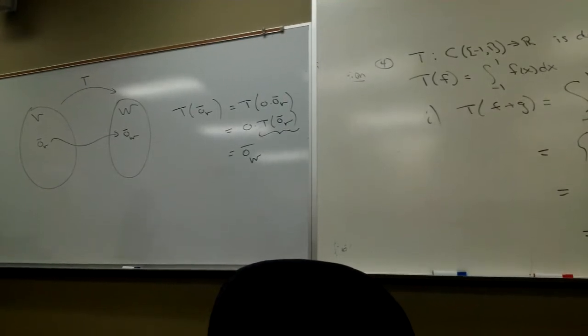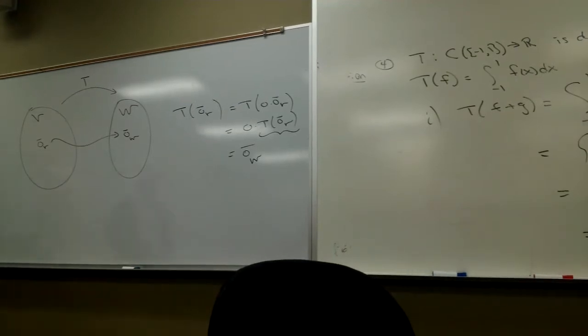Are you there? No. Oh, you don't like that. Well, I'm just not there yet. How did you get to the last step? You have 0 times the transformation of the 0 vector in V. But the transformation of the zero vector in V is the zero vector in W, right? Yeah, but you pulled the zero out of the zero vector.